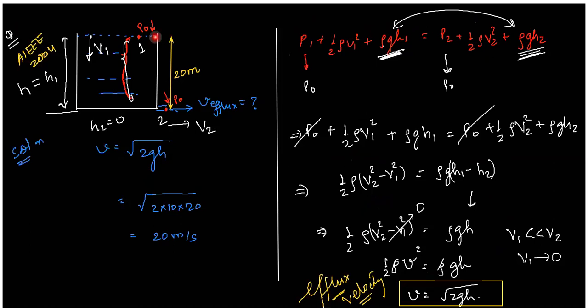After which we have the next question where we have a hole at the bottom of the vessel. Height of water is 20 meters. We are supposed to find out what is the efflux velocity. This is the question from IEEE 2004. All we did is we found out the efflux velocity is under root 2gh by using Bernoulli's equation, and after substituting the values, you'll get the answer as 20 meter per second.